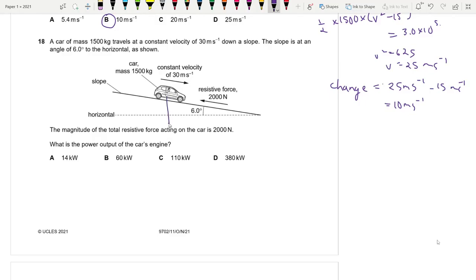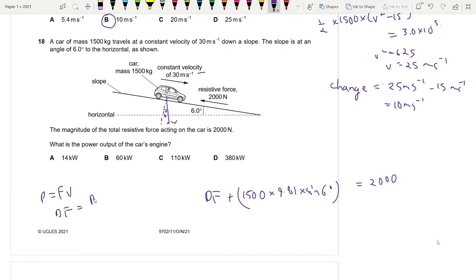Okay, so the weight is acting like this. It has a component down the slope. So two things are working against this resistive force: weight and the power of the vehicle. So the driving force plus the component of weight, mg sine theta, 1500 into 9.81 into sine 6 degrees, is equal to the resistive force 2000. And we know that P is equal to Fv since it's constant velocity, and driving force is equal to power by constant velocity. So power by 30 plus 1500 into 9.81 into sine 6 is equal to 2000.